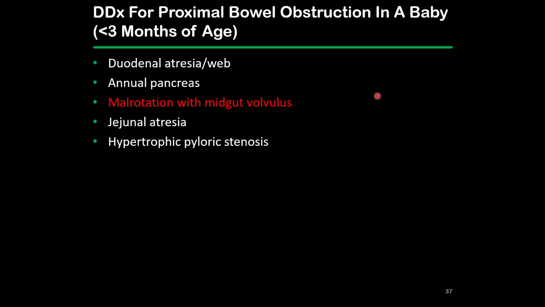For babies with a proximal bowel obstruction, meaning before the ligament of Treitz, it's pretty much anything affecting the duodenum or the stomach. You could have a duodenal atresia or web, or an annular pancreas. Again, malrotation with midgut volvulus is a surgical emergency. This time I have it in red because it's much more likely to present in this age group than in our older kids. You could also have a jejunal atresia, and hypertrophic pyloric stenosis as well.